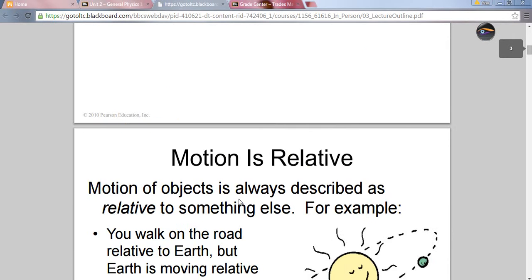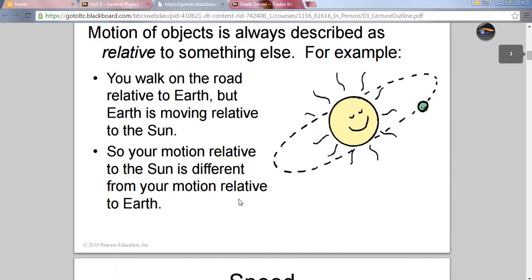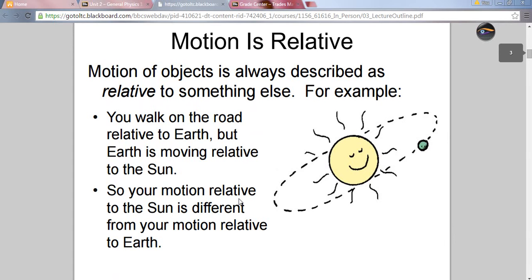Now, motion is relative. Motion of objects is always described as being relative to something. For example, when we walk on the road relative to the earth, but the earth is actually moving relative to the sun. So we always have to know what our frame of reference is and where we set our zero so that we can determine exactly, in this case, motion, what that value will be.